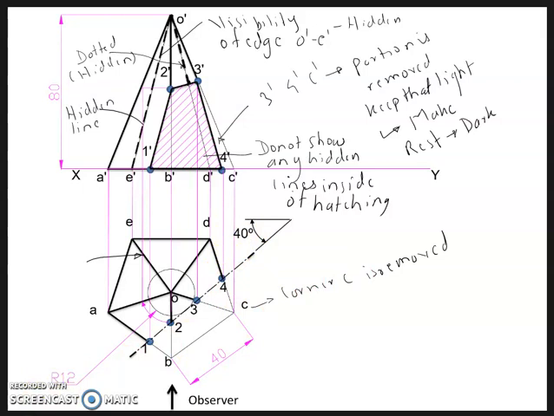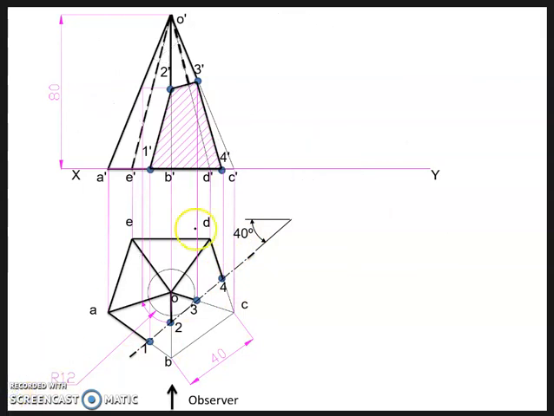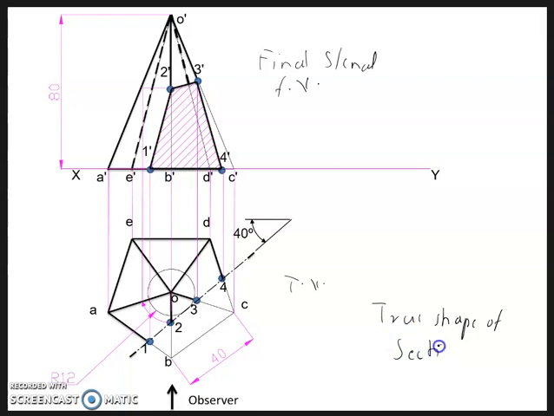Okay, so I am going to erase the notes. Okay, so this is the final sectional front view. Alright. So this is the sectional front view, this is top view. Now we'll also do the true shape of the section. True shape of section. That is this hatched area.